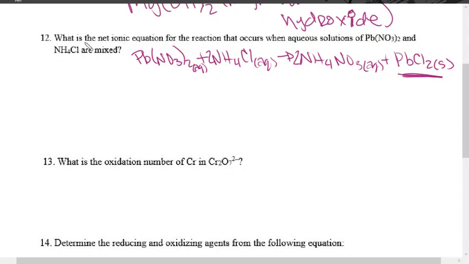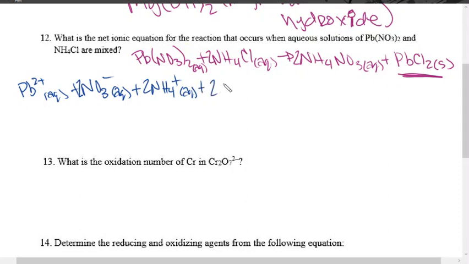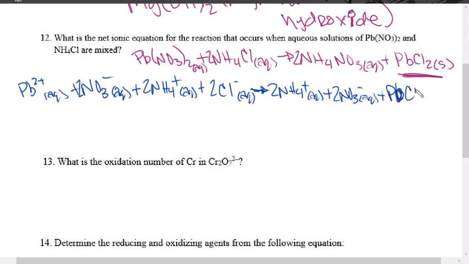So we're going to go ahead and write a total ionic equation first, and then we'll cross off what we don't need. So, total ionic equation, we have Pb2+ aqueous plus 2NO3- aqueous plus 2NH4+ aqueous plus 2Cl- aqueous to give us 2NH4+ aqueous plus 2NO3- aqueous plus PbCl2 solid. All right, let's start canceling.